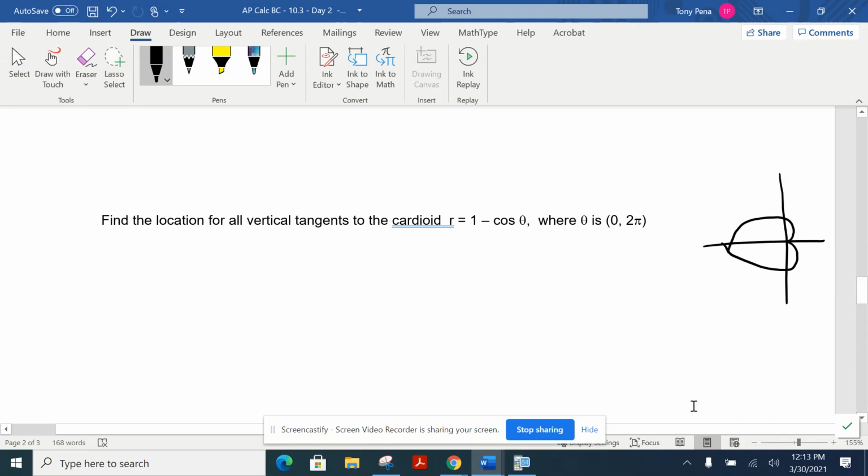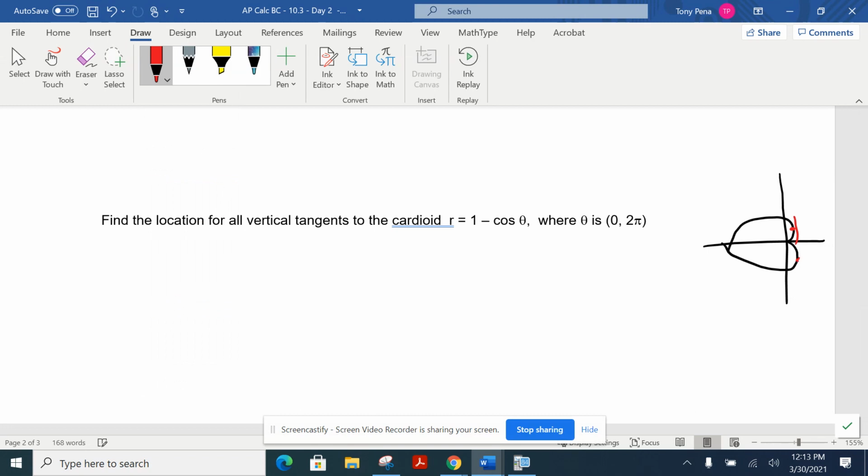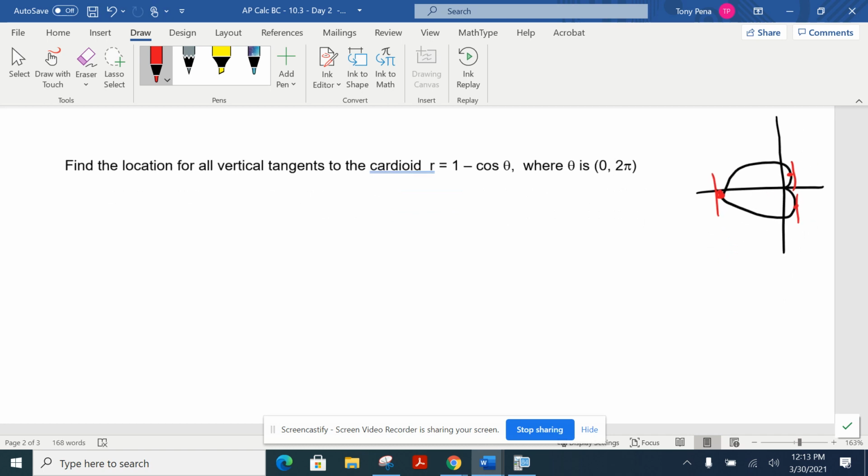Like there's three of them, right? We have a vertical tangent here, we have another one right here, and then we have one right over here. So when we do this, more than likely we should get three different answers when we're trying to find these vertical tangents. So that's kind of our process.